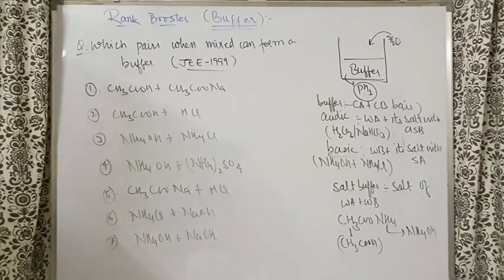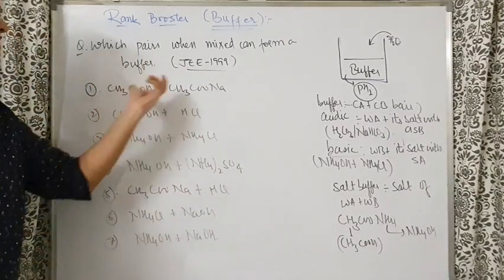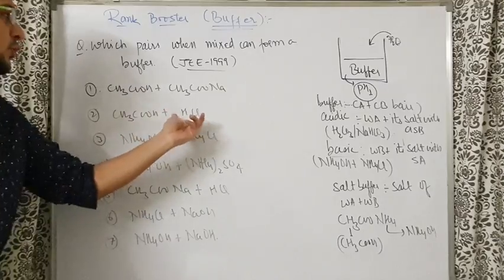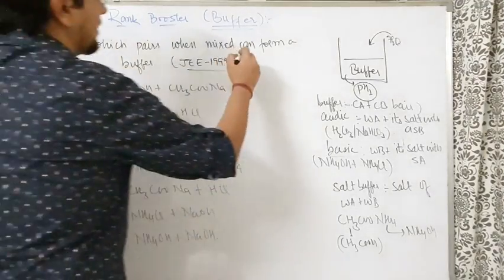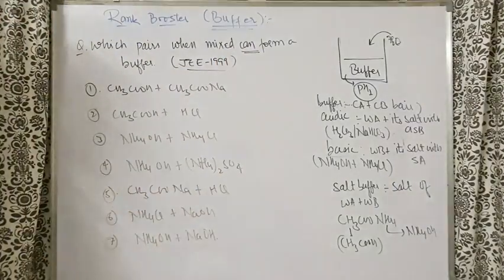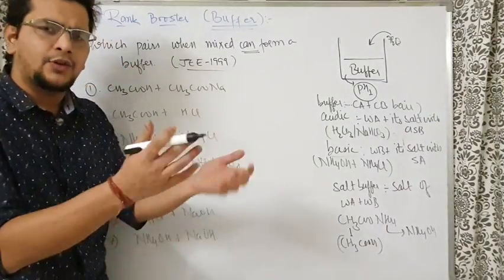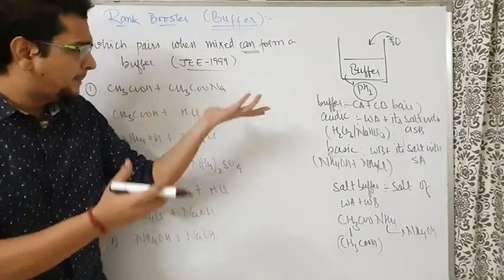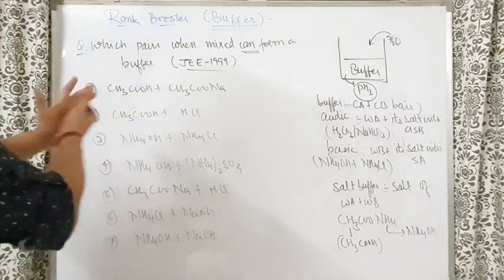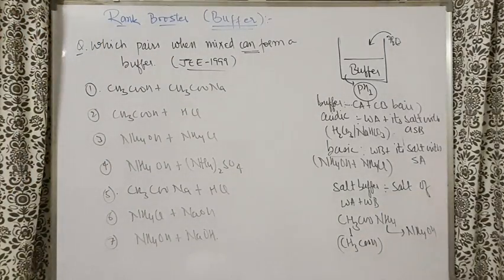So you may pause the video and try how many of these pairs, when mixed together, like this solution mixed with this solution, can form a buffer. How many of them can form a buffer in any condition, I am asking? And also, if you understood that they can form a buffer under certain conditions, please mention those conditions also. So try this question, pause the video and try, and let's see how many of you get the correct answer.